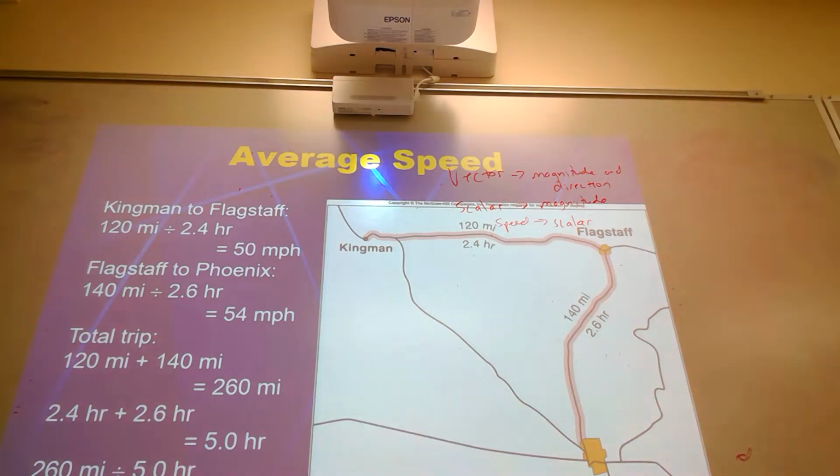Okay, so for the first leg of the trip, it came out to 50 miles per hour, which was just distance divided by time. Similarly for the second leg of the trip. And then they did the total trip, where they added together all the miles and divided by the time and got 52 miles per hour. Now, as I said, it came out right in the middle, but it doesn't have to be that way.